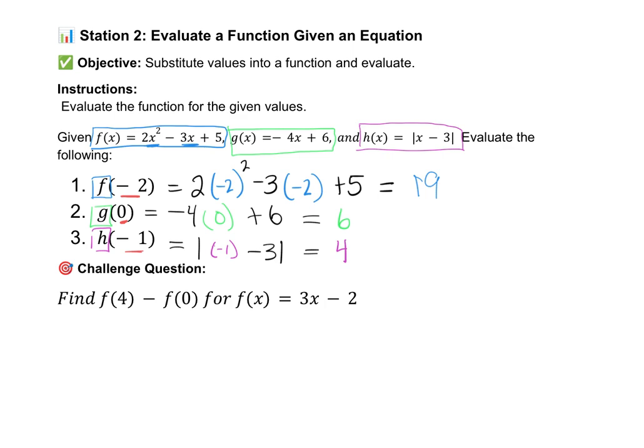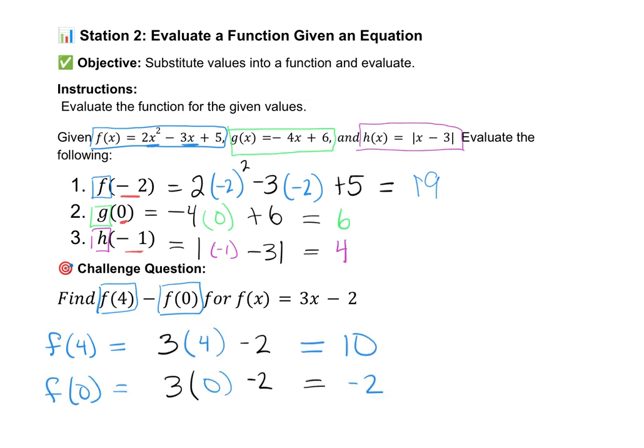For the challenge question, I noticed that it's actually asking me two questions. It's asking me what is f of 4 minus f of 0, which means I need to figure out what happens when I plug in 4 into the equation and what happens when I plug in 0 to the equation. So first I need to find what is f of 4 equal to, what is f of 0 equal to. So f of 4 is equal to 10 and f of 0 is equal to -2.